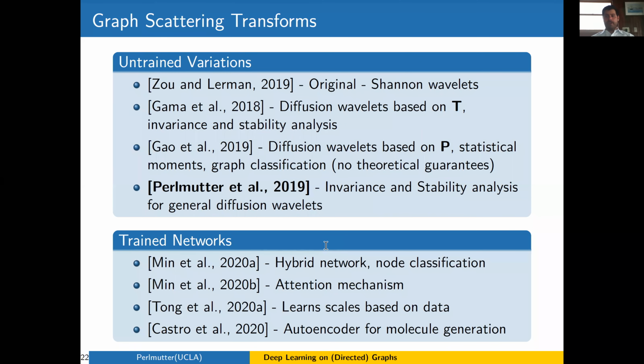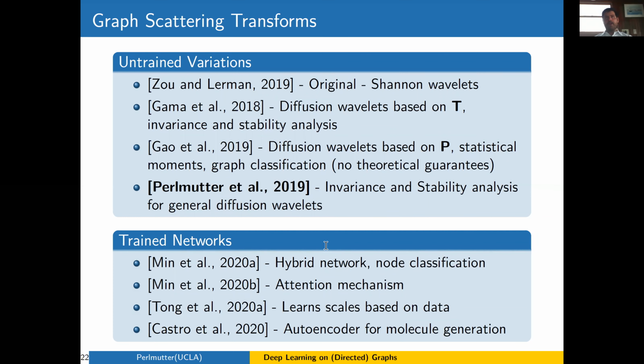So there are a lot of different variations of the graph scattering transform. The original versions were untrained networks where the feed-forward representation did not have any direct learning in it. This is analogous to the traditional scattering transform, which I'll talk about more on the next slide. The first version was introduced by Zou and Lerman, which used a different form of wavelets than the ones I introduced a couple of slides ago. Then the wavelets which I introduced a couple of slides ago were first used by Gama et al. in the case where the diffusion matrix was symmetric. And then Gao et al. applied this to a number of graph classification tasks using asymmetric wavelets.